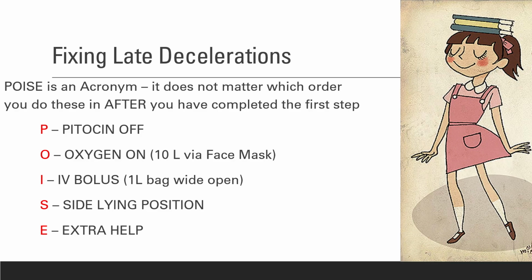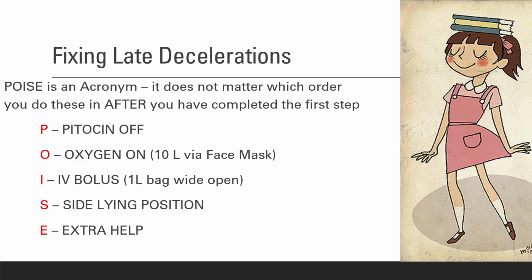O is for oxygen. So we definitely want to make sure we give her some oxygen. That way, if mom's getting oxygenation, perfusion, hopefully all of that will go through the placenta to the baby. I is for IV bolus. Normally we do an IV open wide. S is for side lying.